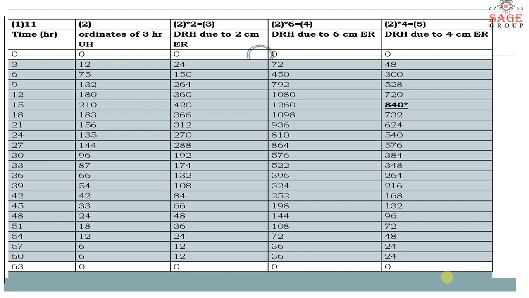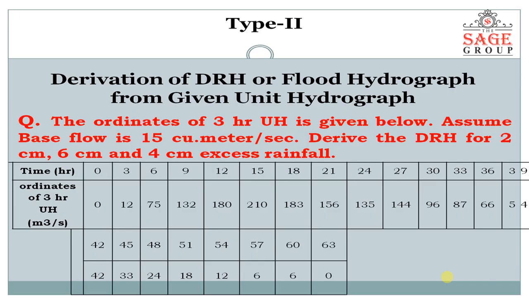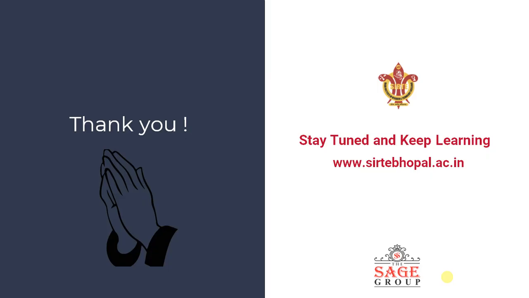So this was the procedure to find the DRH value from a given unit hydrograph. I hope you have understood all these things.